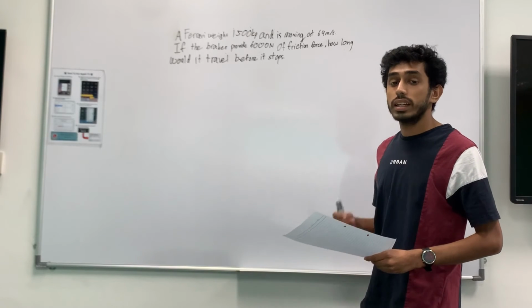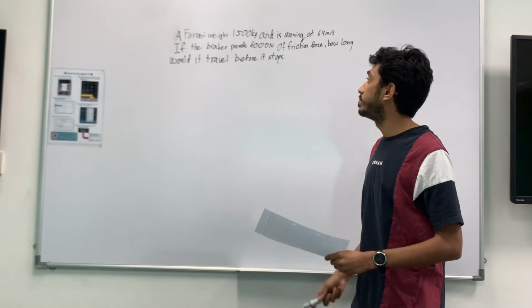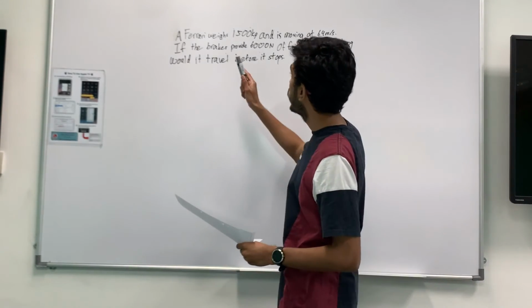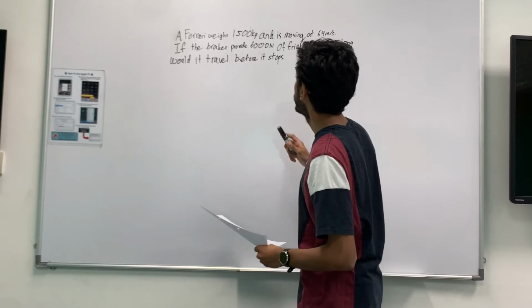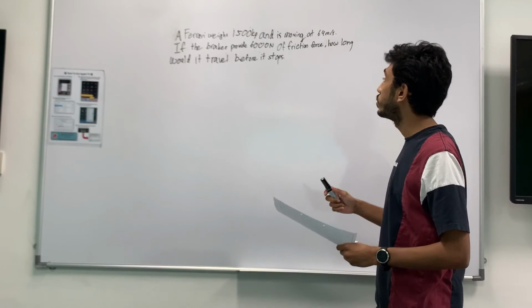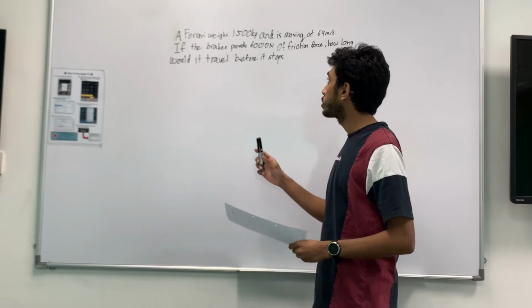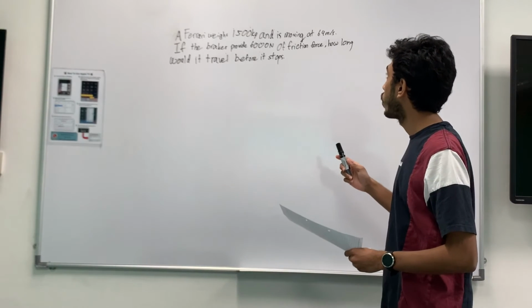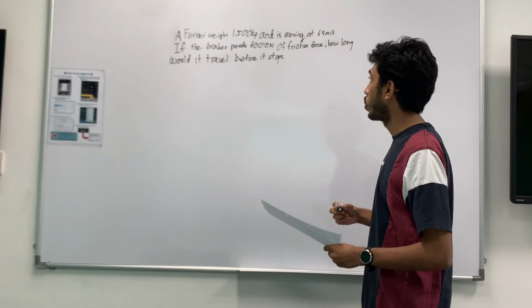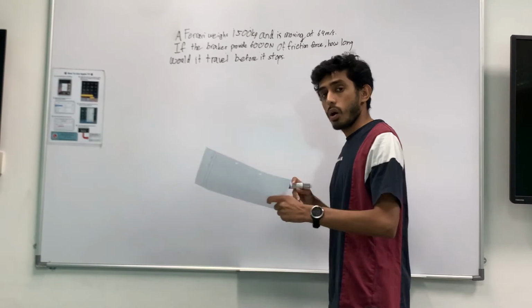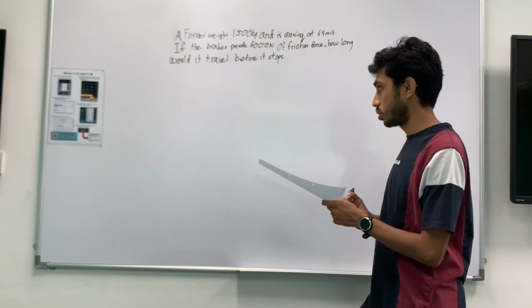Next, let's look at a real-life example. A Ferrari weighs 1,500 kilograms and is moving at 64 meters per second. If the brakes provide 6,000 newtons of friction force, how long would it travel before it stops? Firstly, we can form an equation as follows.